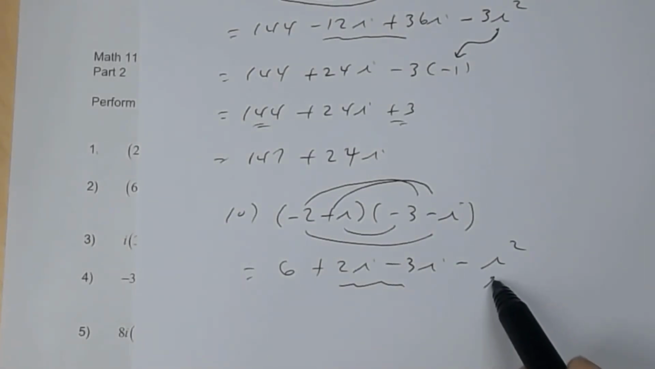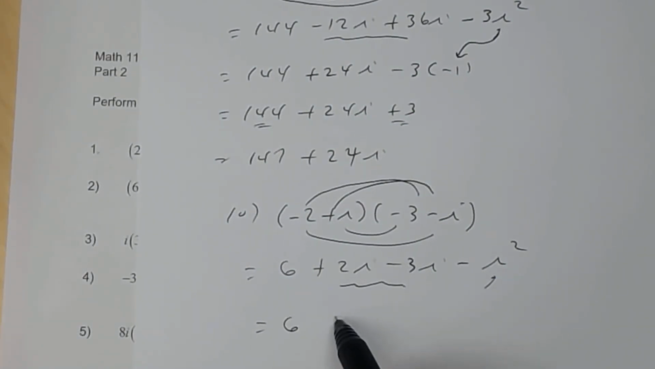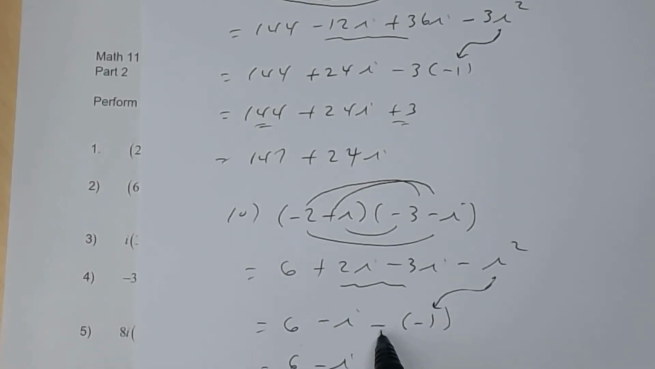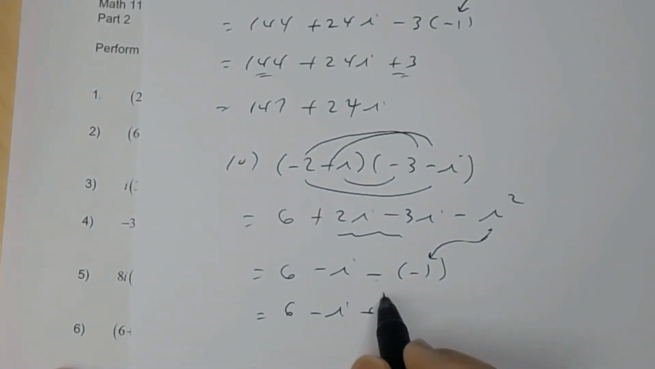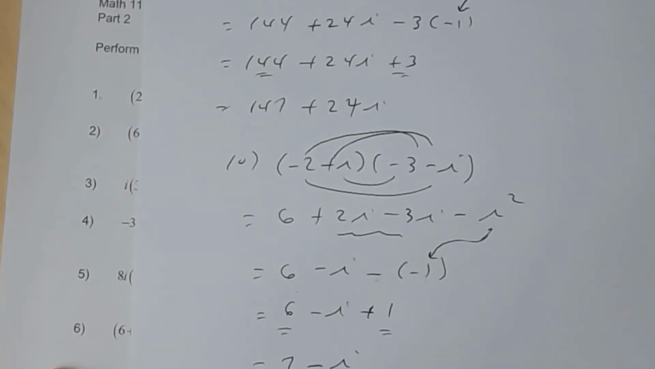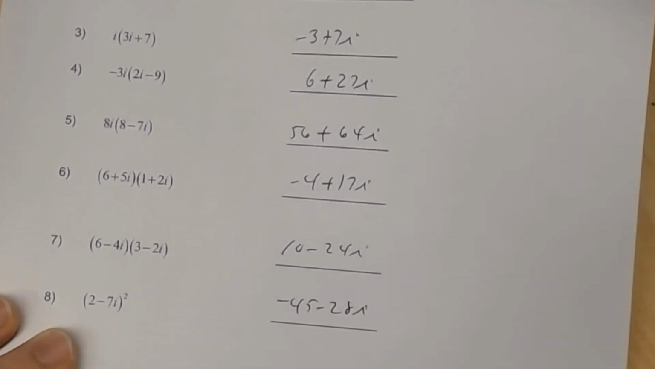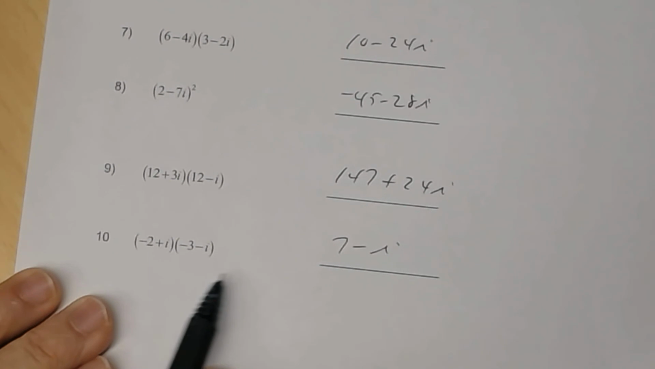Combine like terms, and remember that i squared is negative 1. I get 6. 2i minus 3i is a negative i. Minus, and then that i squared, remember, is a negative 1. So replace i squared with negative 1. So then this becomes 6 minus i. Subtracting a negative 1 means adding the opposite. That becomes plus 1. And so adding your constants, which are like terms, I get 7 minus i. All right, so that's number 10: 7 minus i.